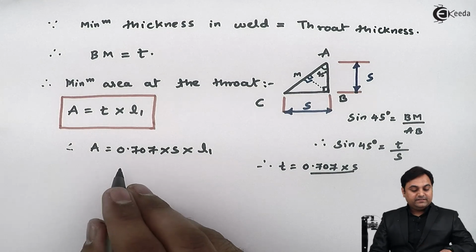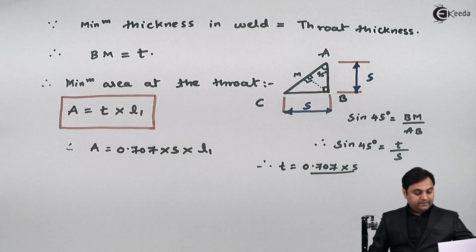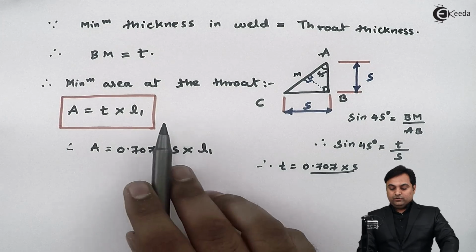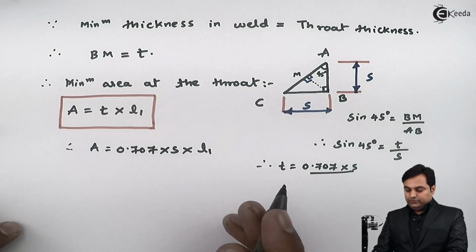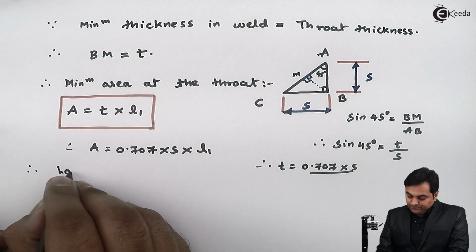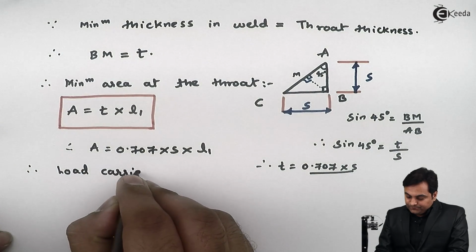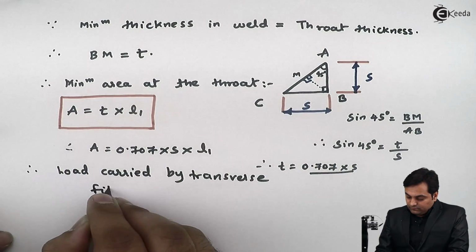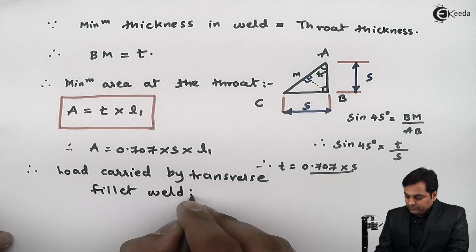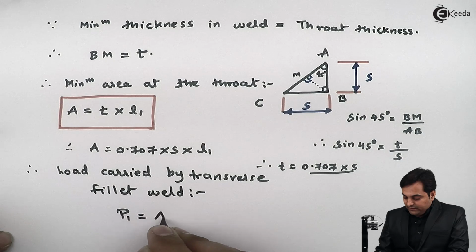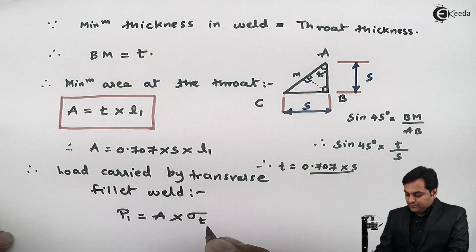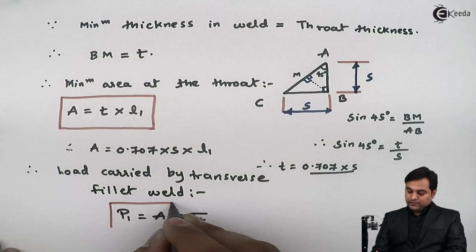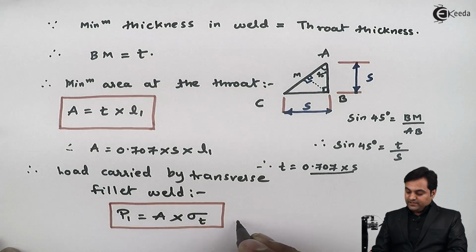Now, once I have got the minimum area at the throat for transverse fillet weld, I'll say that the load carried by transverse fillet weld, denoted by P1, will be area multiplied by tensile stress, because transverse fillet weld is subjected to tensile stress. I will keep this as my equation number 1.